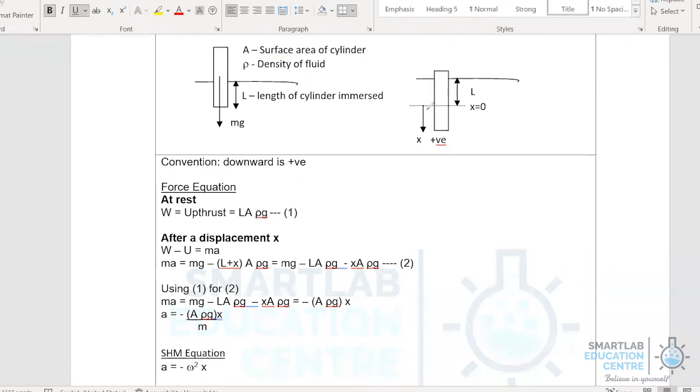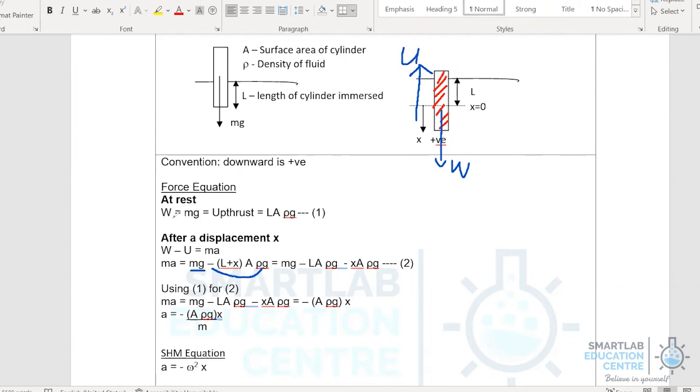Now let us set the convention that downward is positive. Let's push the cylinder further down by displacement x. We know that there are two forces acting on the cylinder. First is weight, which is positive, and next is the upthrust, which is negative. The weight is mg, and the upthrust is minus L plus x times A rho g, because now there's a larger volume of water that has been displaced.